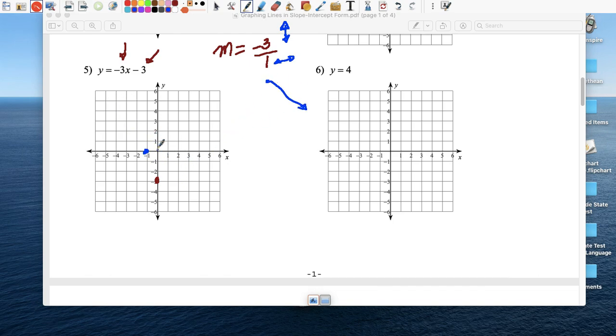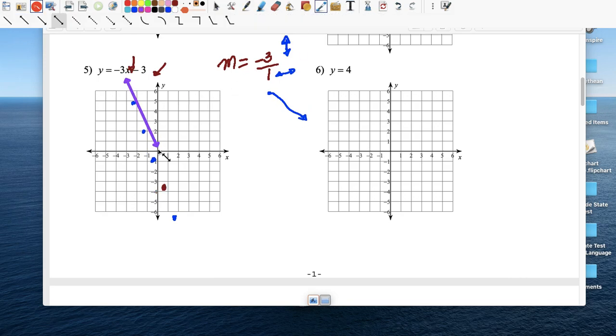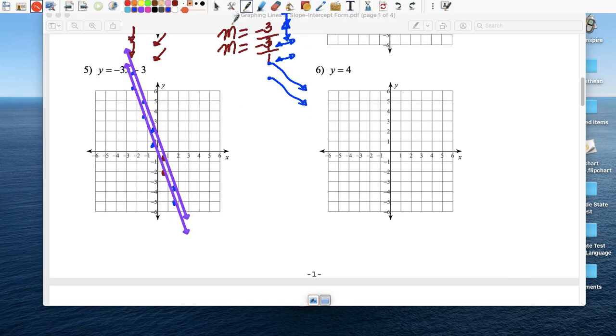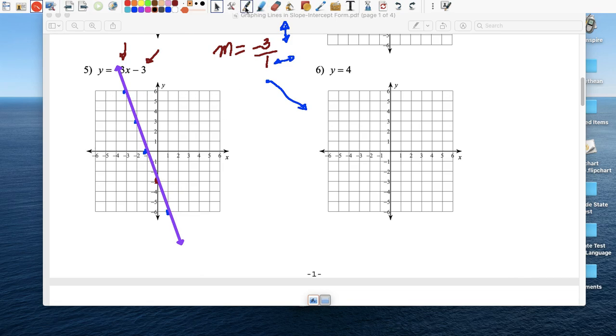Actually, we can do more points. So from this point, let me get another point. 1, 2, 3 up, 1 to the right, 1, 2, 3 up, 1 to the right, and even here, 1, 2, 3 down, and then it's just going to be opposite, 1 to the right. Connect these dots, and there, we have a line. These are the points that I can determine the coordinates. The other ones I can't, because they're fractional. So for this line, give it a name, negative 3x minus 3.